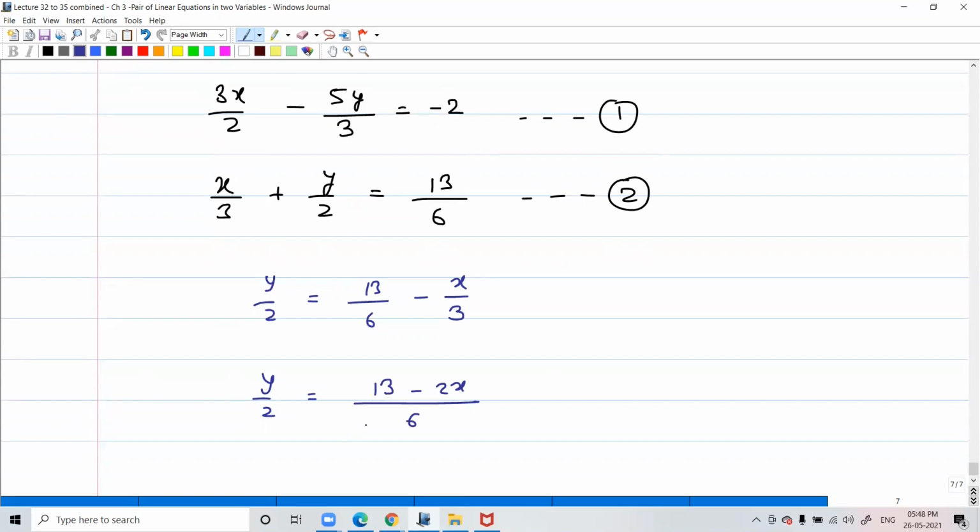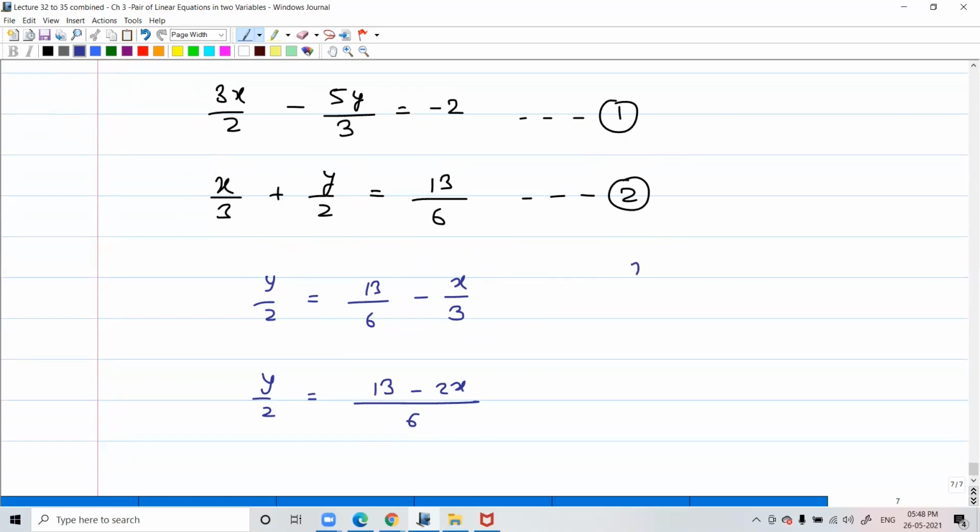Sir, one doubt, sir. Tell me. That x by 3 would not be changed to the reciprocal form? X by 3, you mean when I moved it to this side? Yes, sir. No, this is addition, no? Addition means x by 3 will become minus x by 3 here.